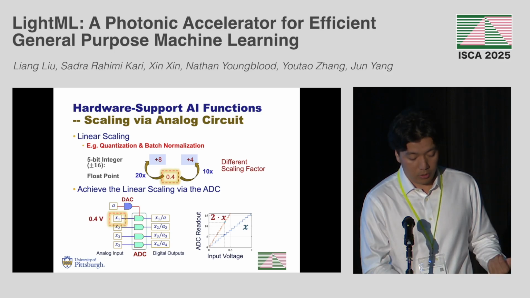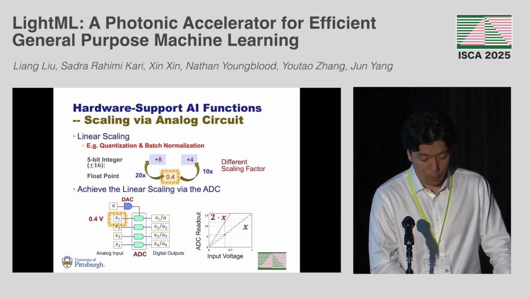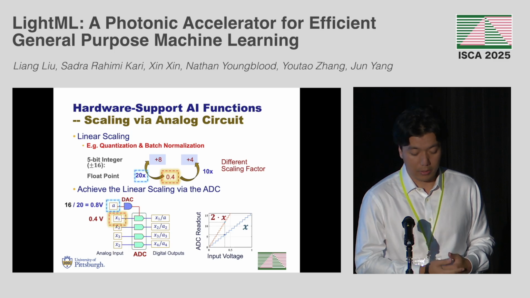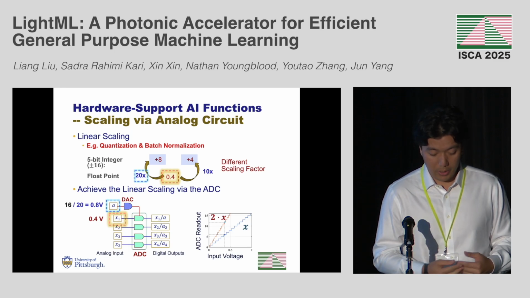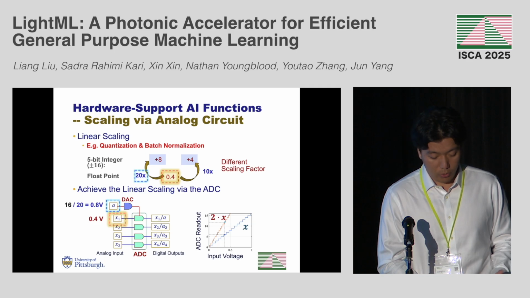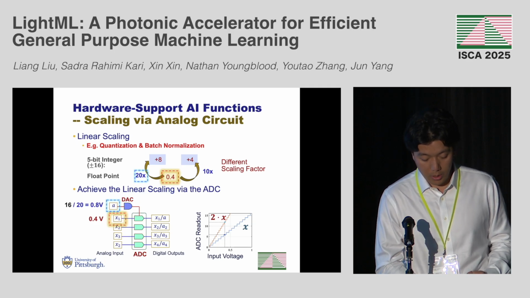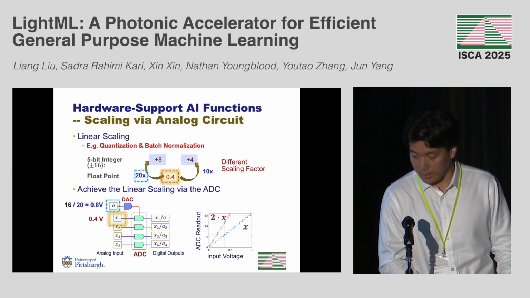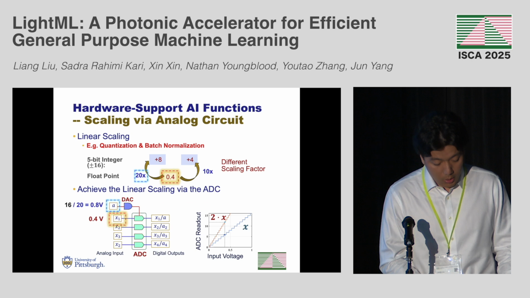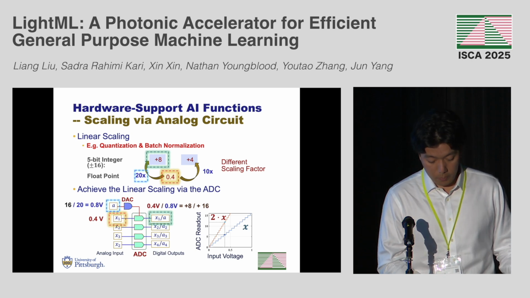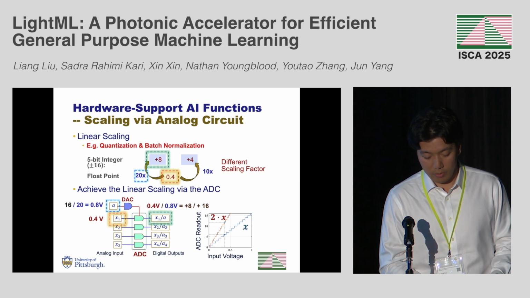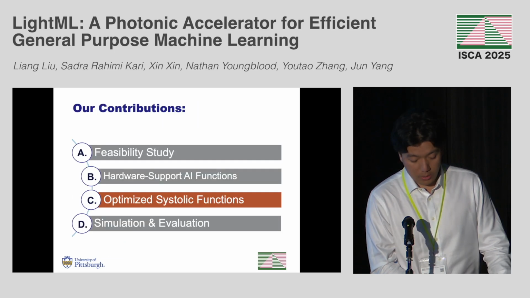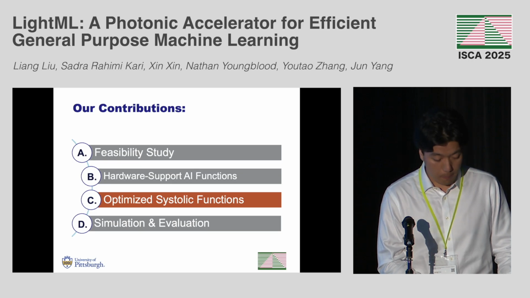Here is an example. Suppose that we have an analog input that's 0.4 volts, and we want to scale it to a 5-bit integer with a scaling factor of 20. The reference voltage will be calculated by the quantization range 16 divided by the scaling factor 20, which is 0.8 volts. We use the DAC to encode this voltage and send it to the ADC as a reference voltage. The readout of the ADC will compare the input voltage with the reference voltage, and then the output will be 8. That's what we want. And next, we'll talk about some of our optimized system functions.